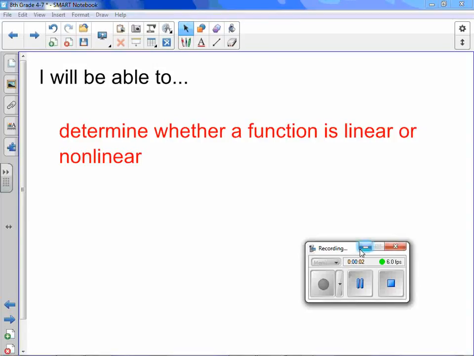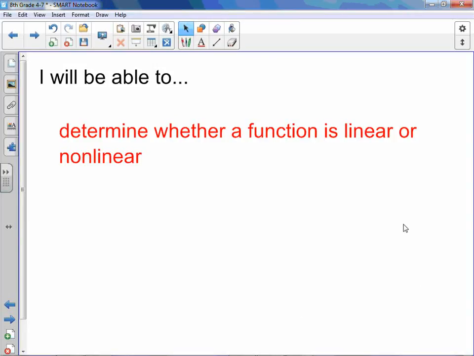Chapter 4, Lesson 7, Linear and Nonlinear Functions. You will be able to determine whether a function is linear or nonlinear.